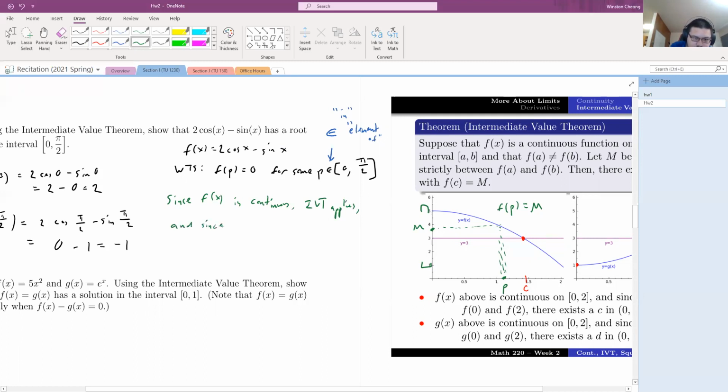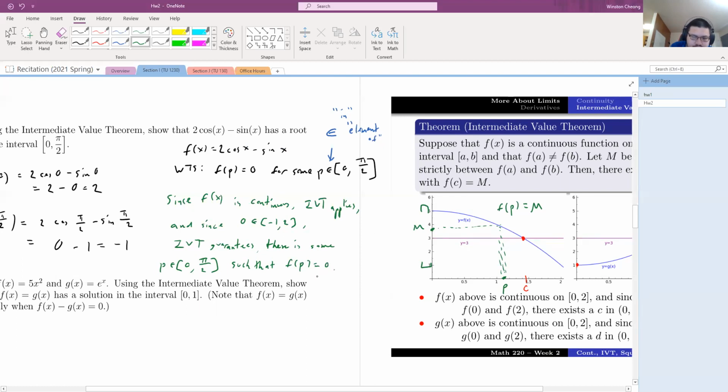And since 0 is in the interval from -1 to 2, IVT guarantees there is some p inside of the interval 0 to pi over 2 such that f of p equals 0.